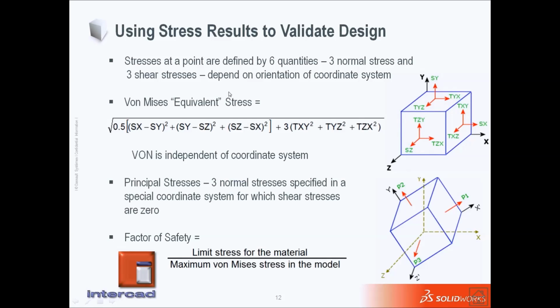We also have other criteria like principal stress, which talks about just the three normal stresses, specified in a spatial coordinate system, where at that angle the shear stresses are 0.